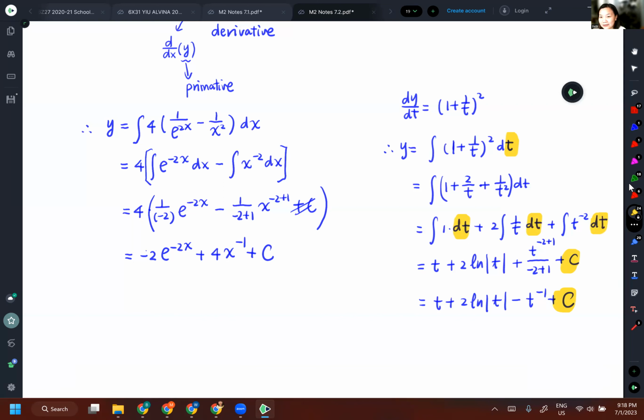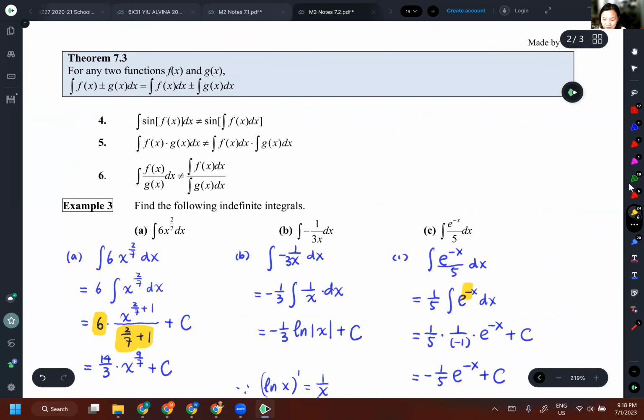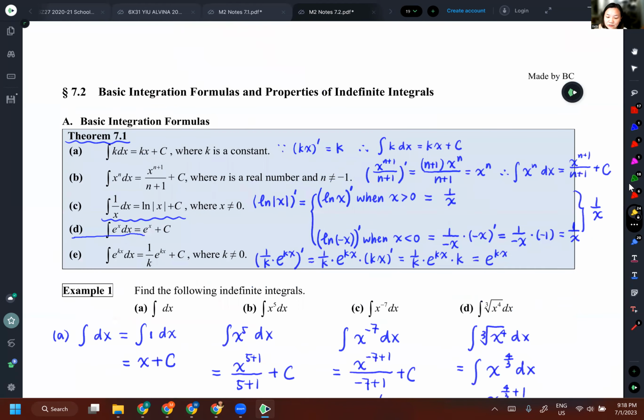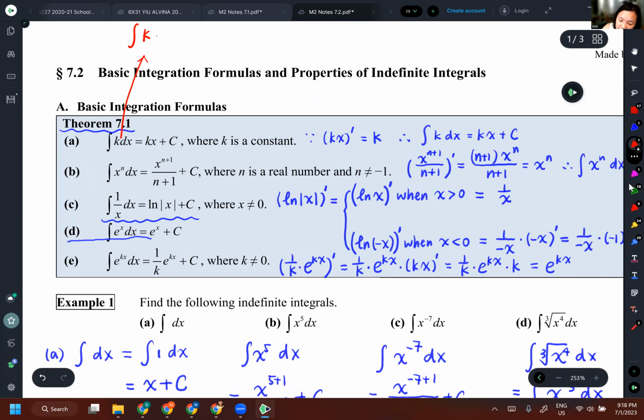Now, I think it's necessary to notice the formulas we have. We give you the formulas in x. Obviously, you can change it to other variables. When you change to another variable, you should notice that everything must change accordingly. For example, the first formula should be the integral of k dt equals kt plus c. If you want to change x to t, then everything changes.